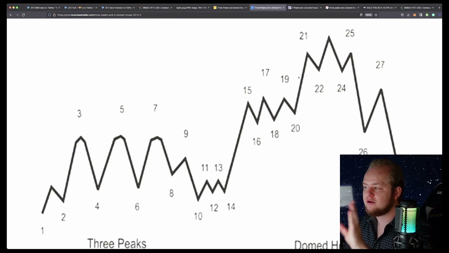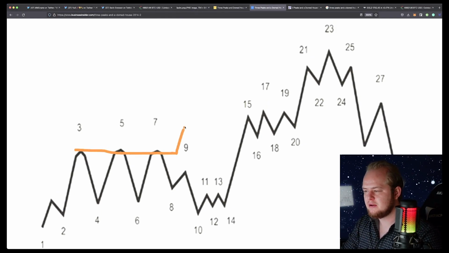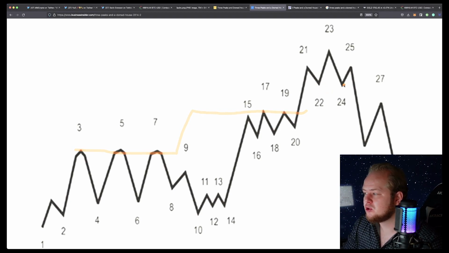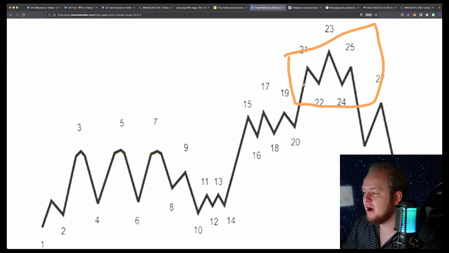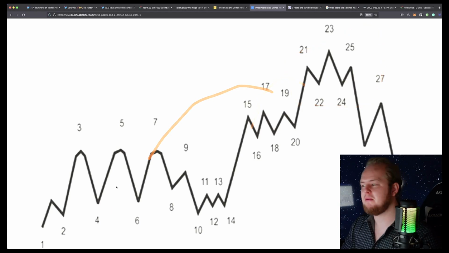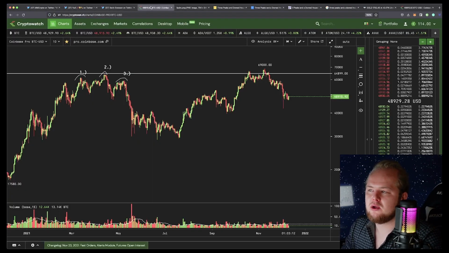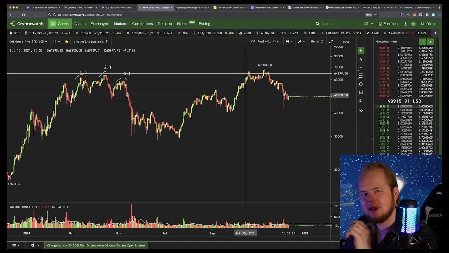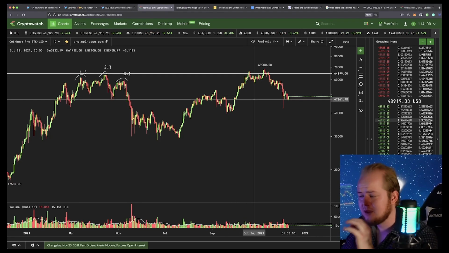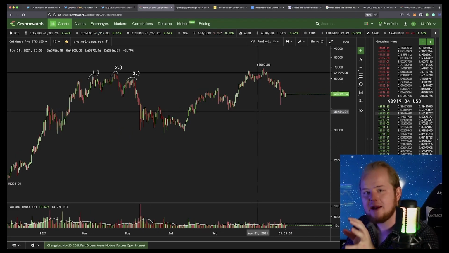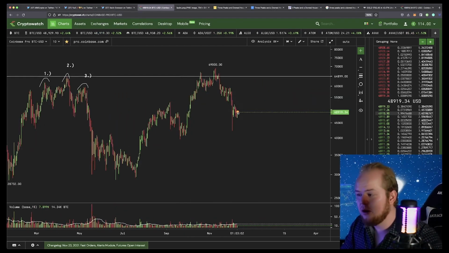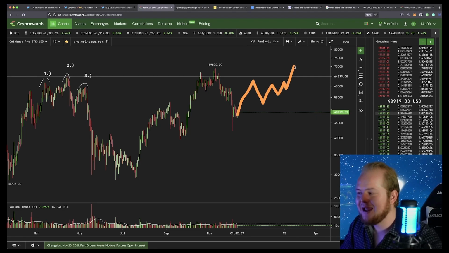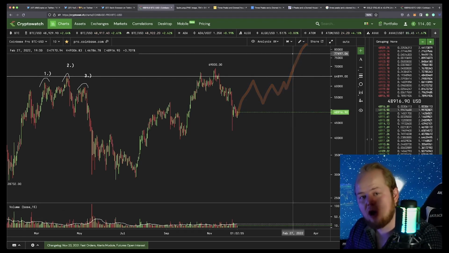You can look at all the other schematics they have here, right? Here's the 3 peaks. And even if the first floor is a little bit higher, well, 22 and 24 are well above the first floor or the 3 peaks. So you guys can clearly see that we have not played out a true 3 peaks in a domed house pattern. Either the pattern is invalid right now, or we're going to play out the first floor here for the next few months and then find the roof later on in 2022.